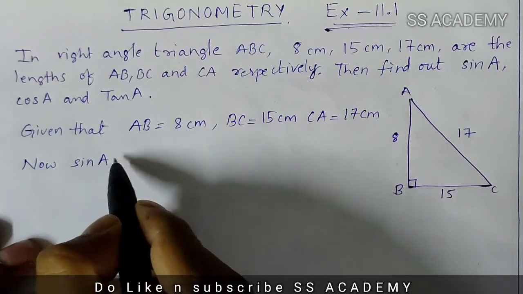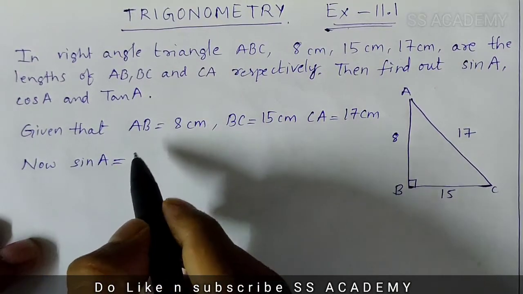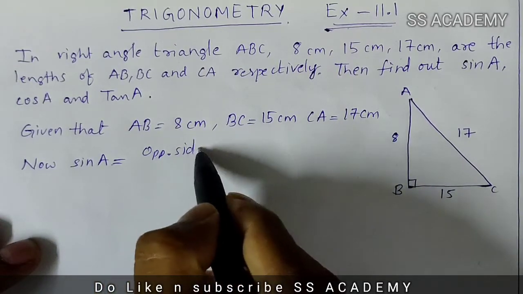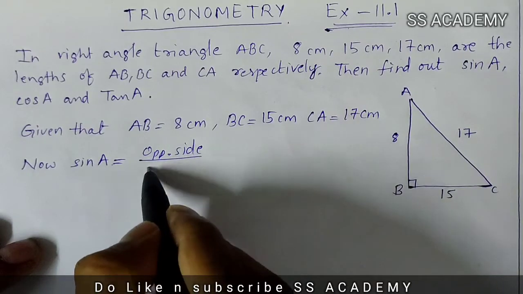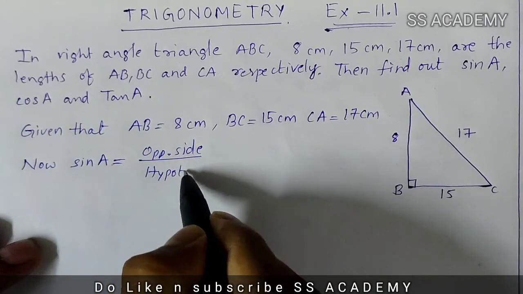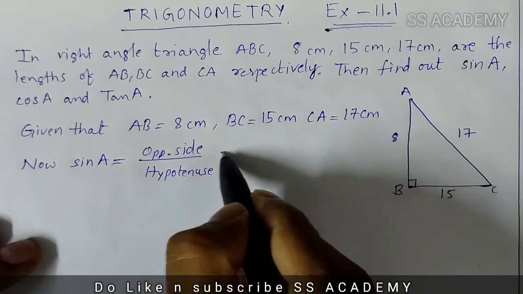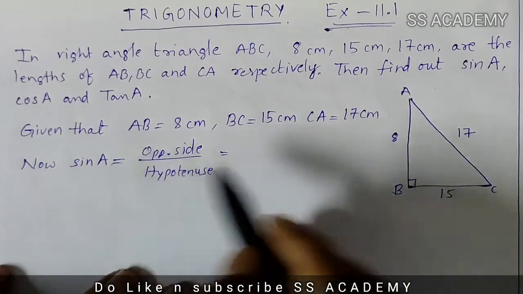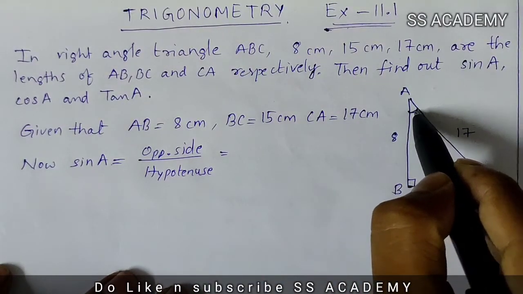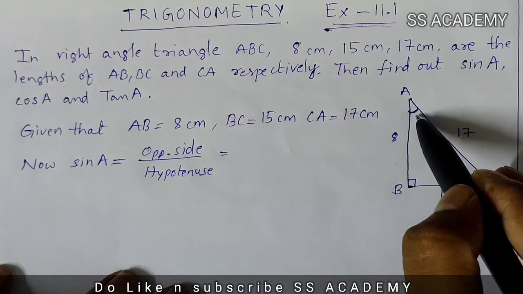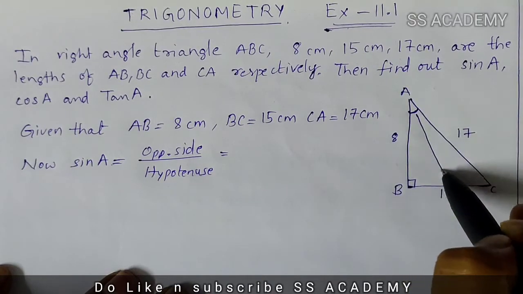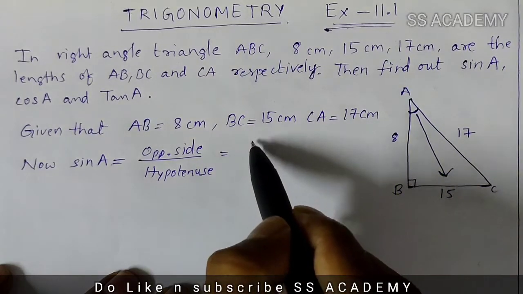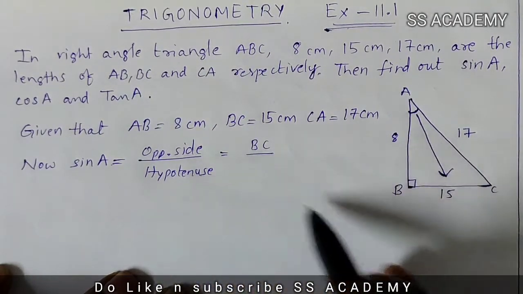We know that sine A is equal to opposite side by hypotenuse. So here it is given sine of angle A. So this is angle A. So here the side opposite to this angle, that means BC, is the opposite side. So write BC by hypotenuse.